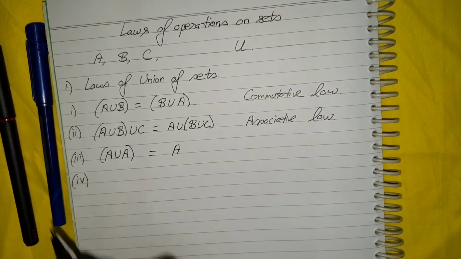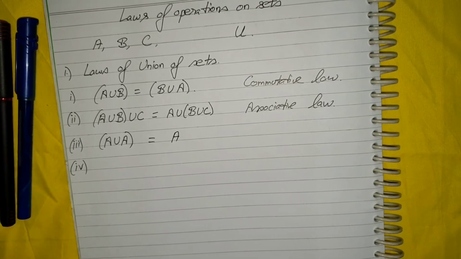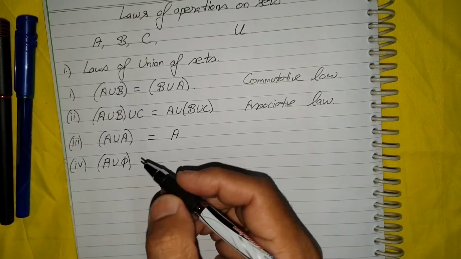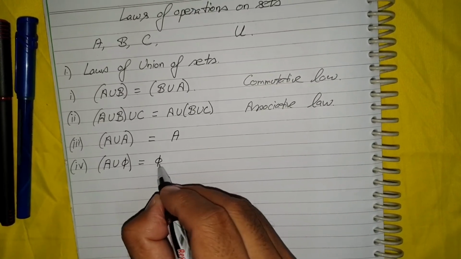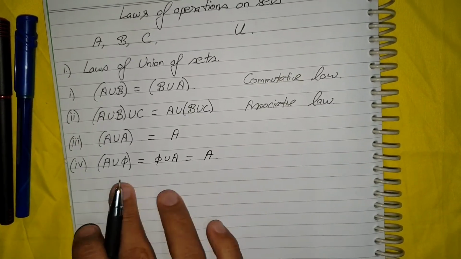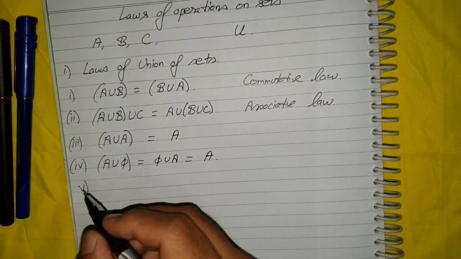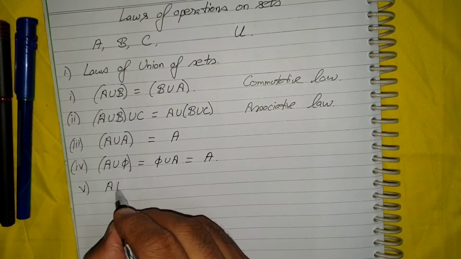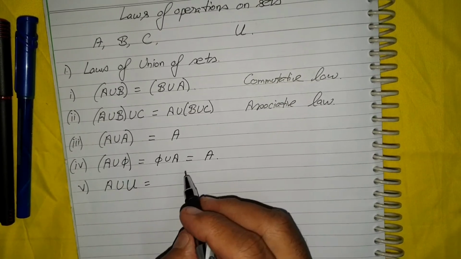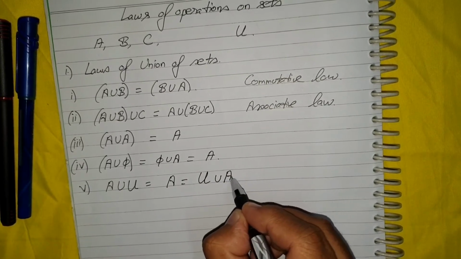Fourth point: A union phi is the same as phi union A, which in turn is the same as A. A union phi will be A only. Now fifth, A union universal set. As you know, A union universal set will be the universal set, which is the same as universal set union A.